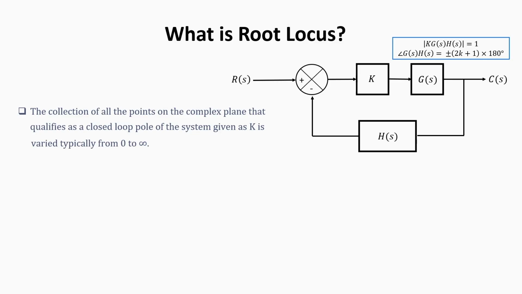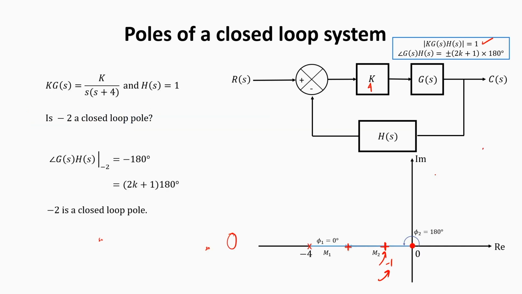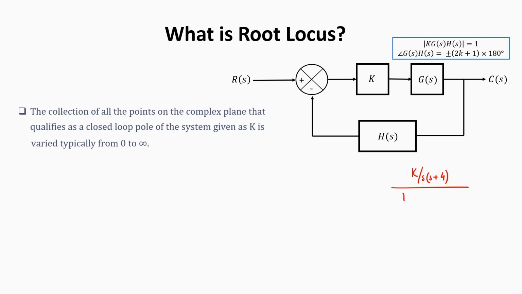When k is varied from 0 to infinity, you will get different closed loop pole locations, because you see in the previous example itself, the closed loop transfer function came out to be (s plus 4) by 1 plus k by (s plus 4). So now as I vary the value of k, the closed loop pole locations will change. The collection of all those points is the root locus for this system as k is varied from 0 to infinity.